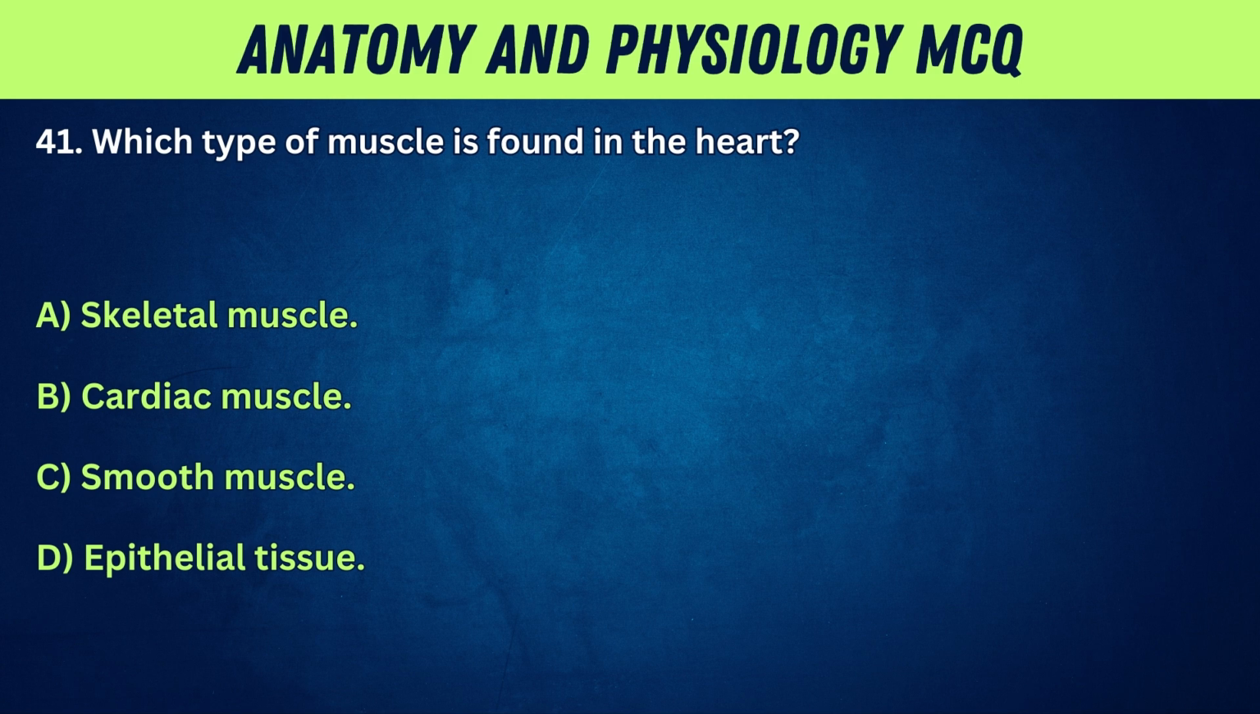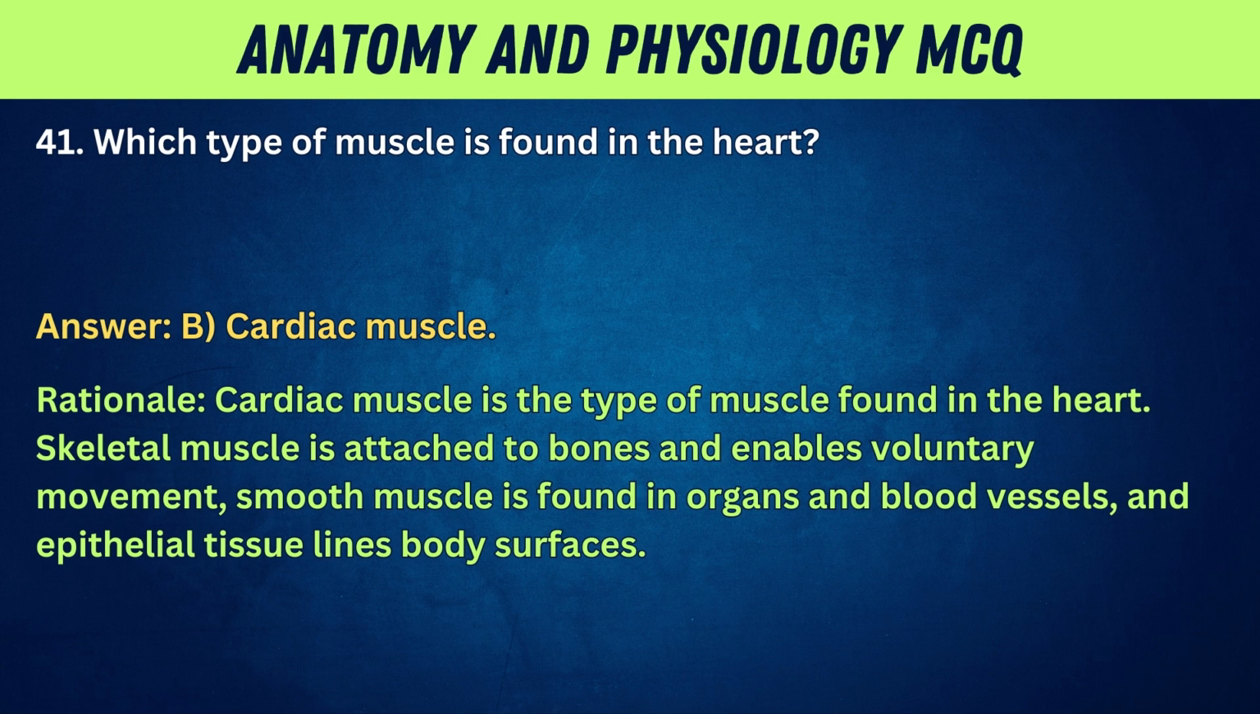41. Which type of muscle is found in the heart? A. Skeletal muscle. B. Cardiac muscle. C. Smooth muscle. D. Epithelial tissue. Answer: B. Cardiac muscle. Rationale: cardiac muscle is the type of muscle found in the heart. Skeletal muscle is attached to bones and enables voluntary movement. Smooth muscle is found in organs and blood vessels, and epithelial tissue lines body surfaces.